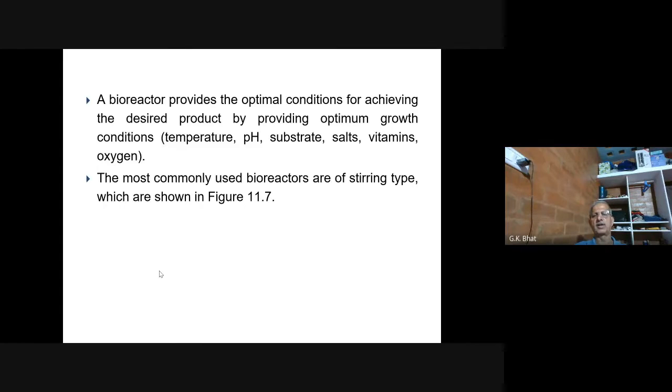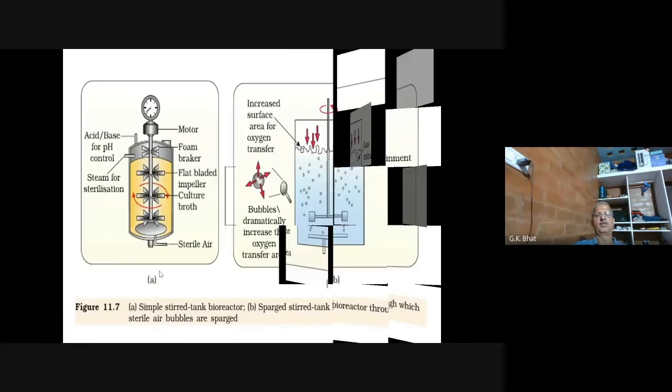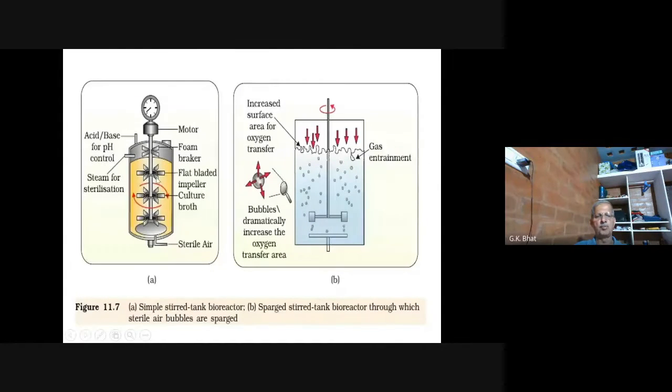The most common bioreactors are of the stirring type, which are shown in figure 11.7. See, this is a simple stirred tank bioreactor, and this is a sparged stirred tank bioreactor. These are the two. No more details are given. You are simply given the two figures to show you that there are two types of bioreactor, one is the simple one and another is the sparged one. You must know what the different parts are in these different types of bioreactor.